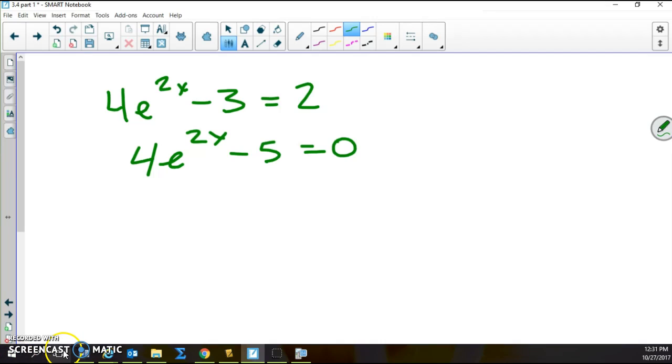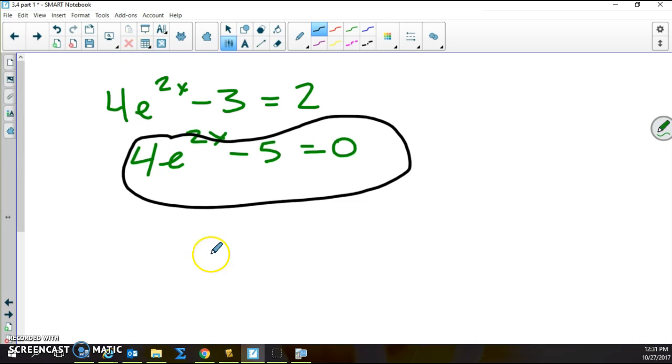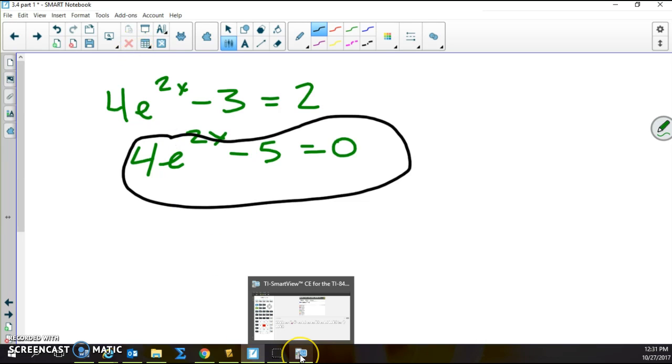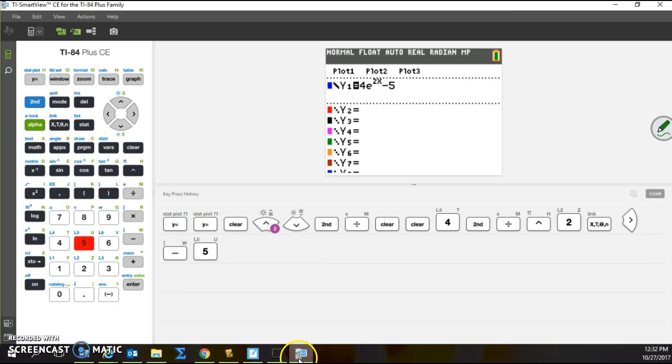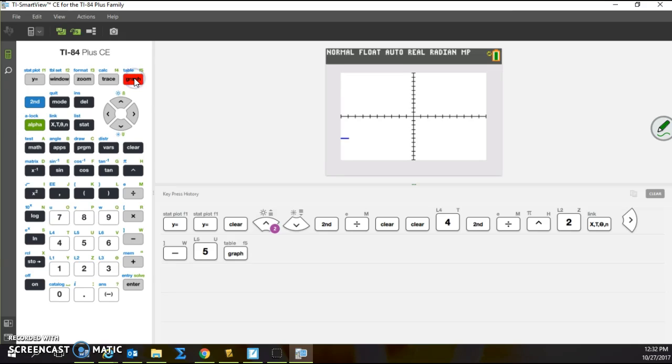Another way of looking at solving this function is to set it equal to 0 and use our graphing calculator for clarification. So what I've done here algebraically is to subtract 2 from both sides, and then we have an equation that we can substitute into the graphing calculator. Let's look and see how that works. Here I've plugged in the function for e to the 2x minus 5, and we can see the graphical interpretation of that.